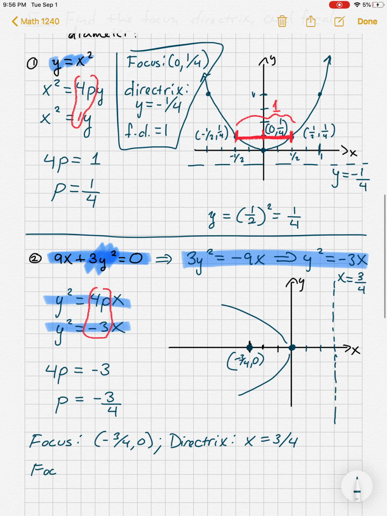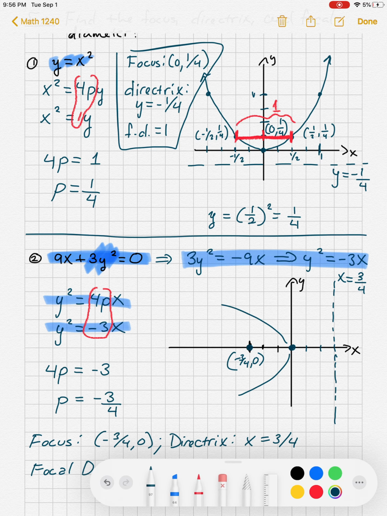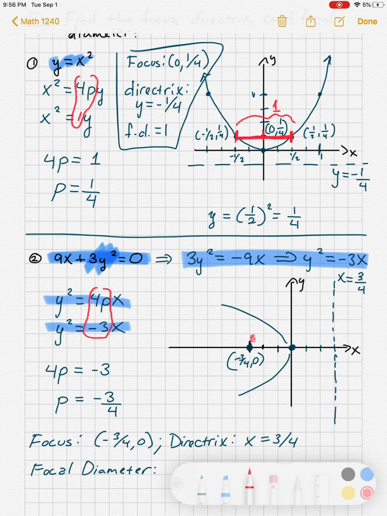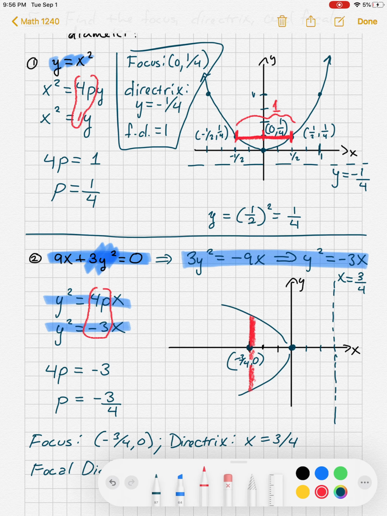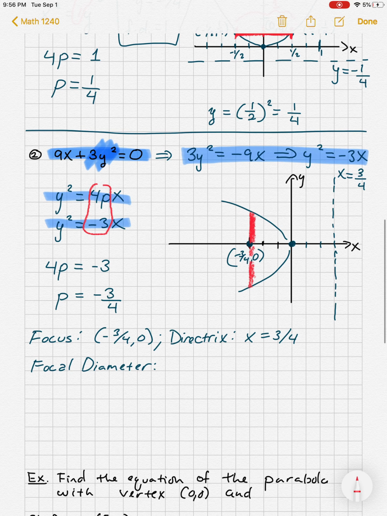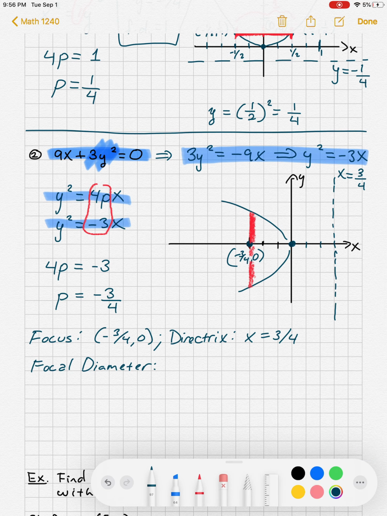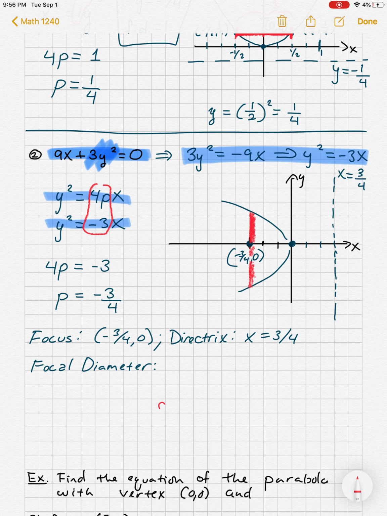But then what about the focal diameter? So how would I get that? Well, that's saying on the parabola, if I'm at the focus, what is that diameter across the parabola? So I guess, what if I take the parabola and I plug in -3/4? Let's see what that gives me.